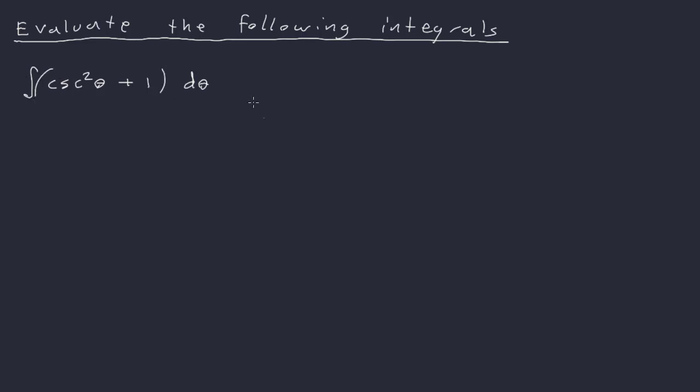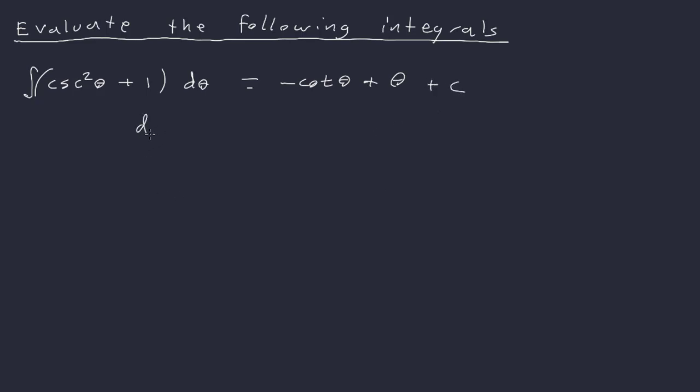And here we just apply the rules. The integral of cosecant squared is going to be negative cotangent theta, right? Because I want the trig function that's going to differentiate to give us cosecant squared, so that will be negative cotangent theta. Then the integral of 1 with respect to theta should just be theta. Then we'll have plus c.